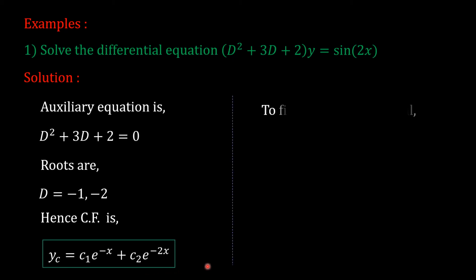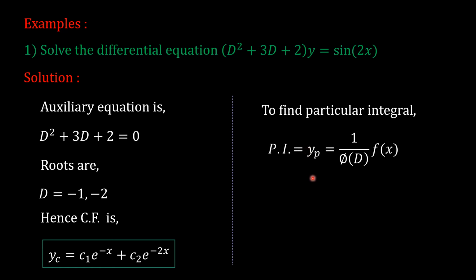Now we will go to find the particular integral whose general formula is yp is equal to 1 upon phi of D of f of x. Here phi of D is D square plus 3D plus 2 and f of x is sine of 2x. As it is a trigonometric function, in the last lecture only we have seen how to obtain the yp.